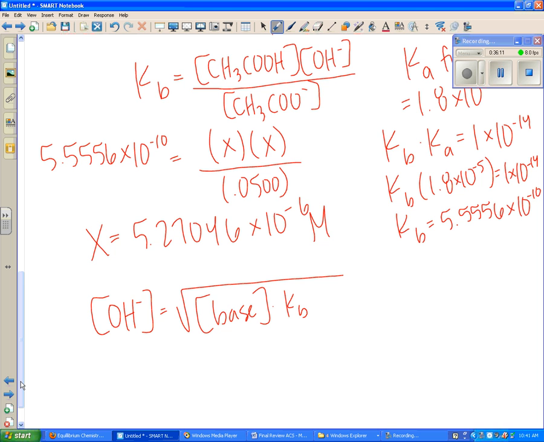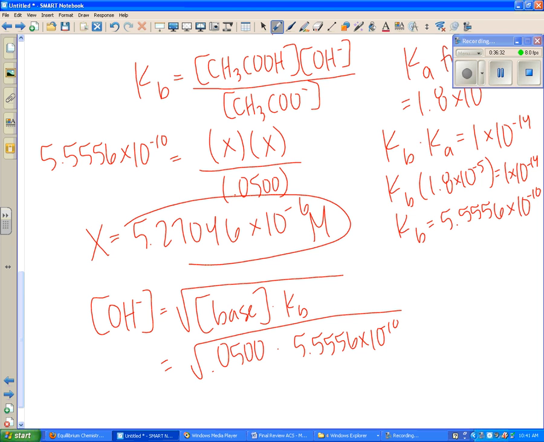And we would still do this little side calculation here. But we have Kb. If you type in 0.0500 molar times 5.5556 times 10 to the minus 10th, take the square root of that, you'll get this exact same thing.